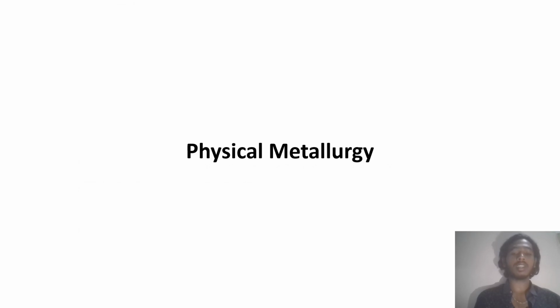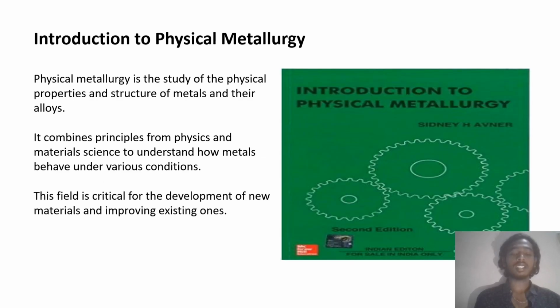Today's topic is Physical Metallurgy. Introduction to Physical Metallurgy. Physical metallurgy is the study of physical properties and structure of metals and their alloys. It combines principles from physics and material science to understand how metals behave under various conditions. This field is critical for development of new materials and improving existing ones.